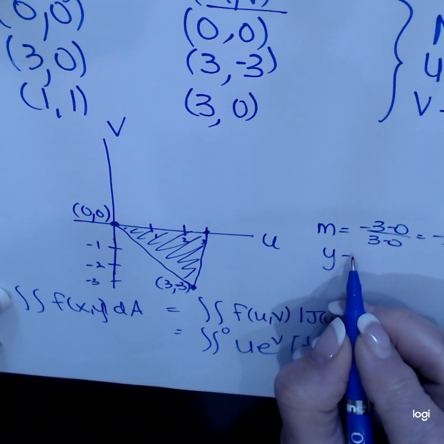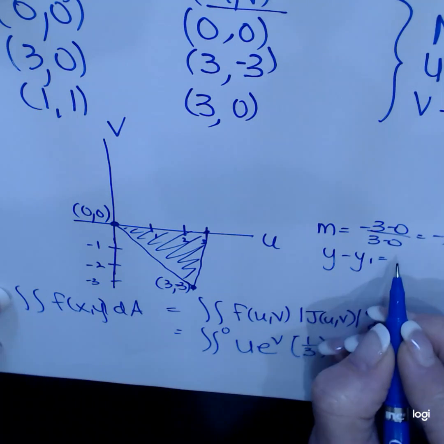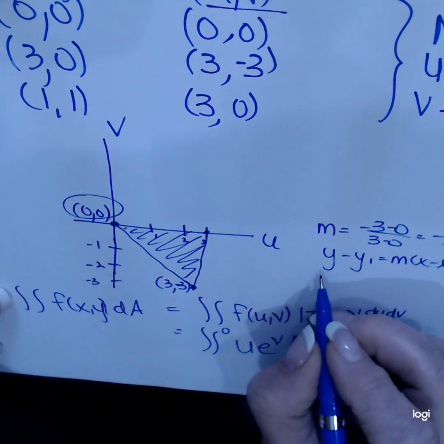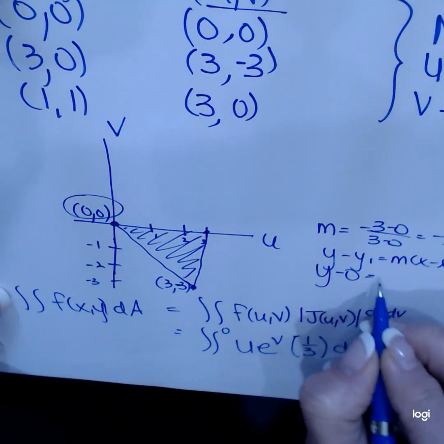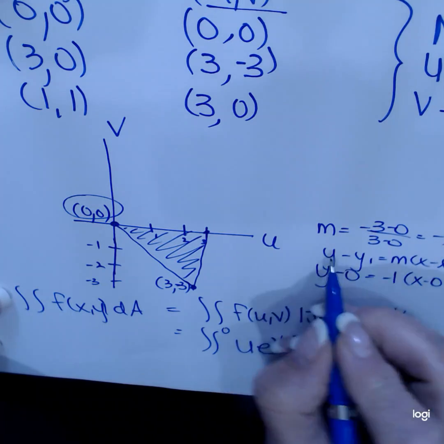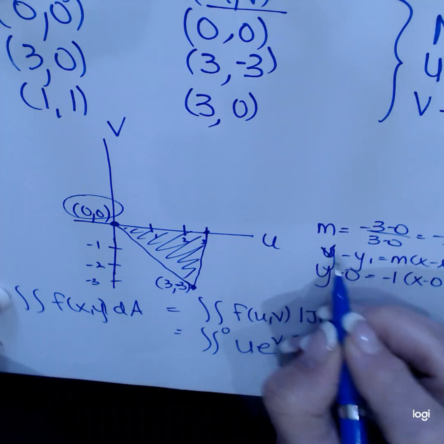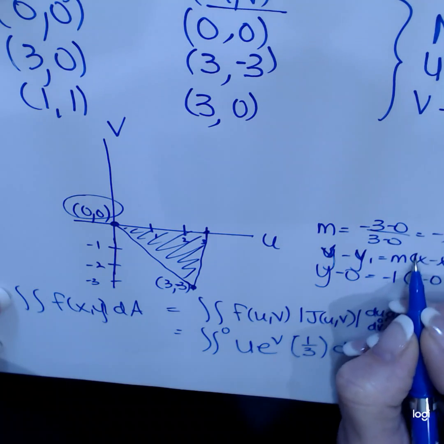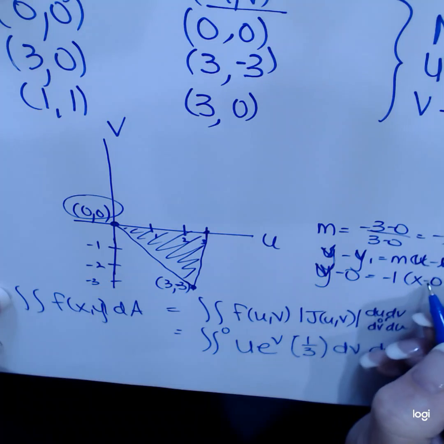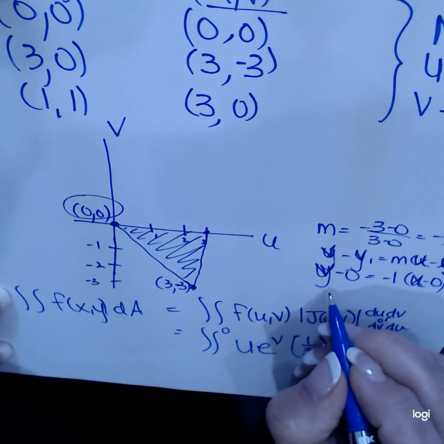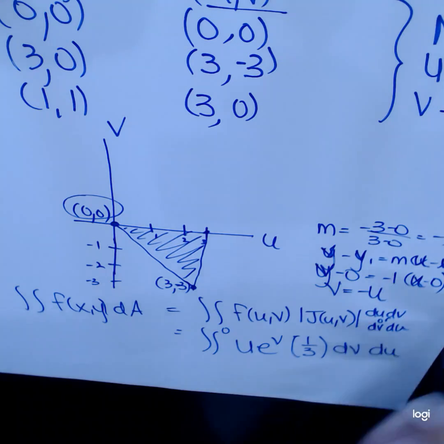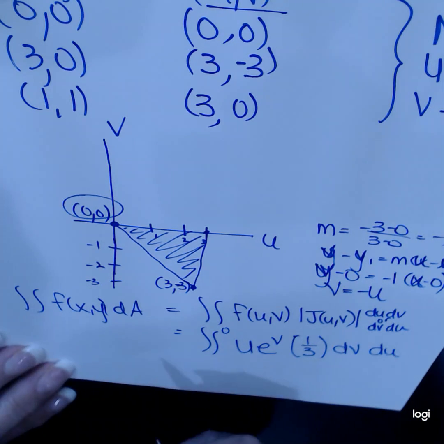Then using y minus y1 equals m times x minus x1, and I will use the ordered pair 0, 0. I get y minus 0 is equal to negative 1 times x. I'm sorry, I'm using x's and y's. This should be v minus v1 and u minus u1. So I get v minus 0 is equal to negative 1 times u minus 0, or v is equal to negative u.